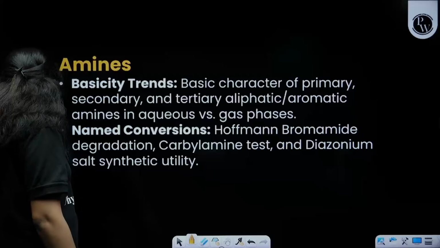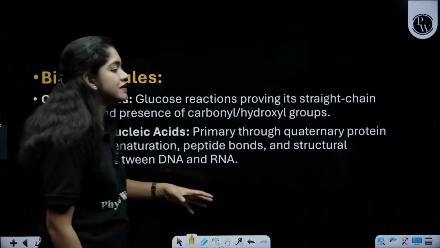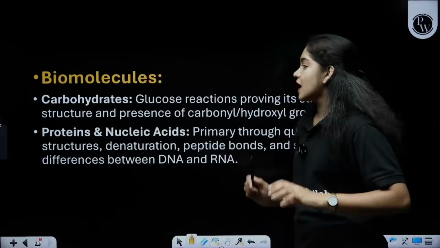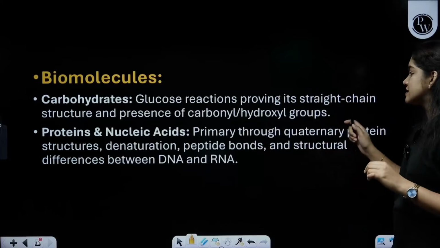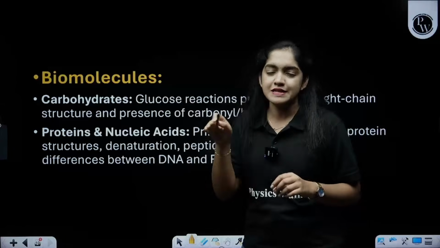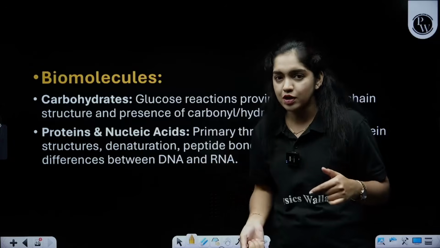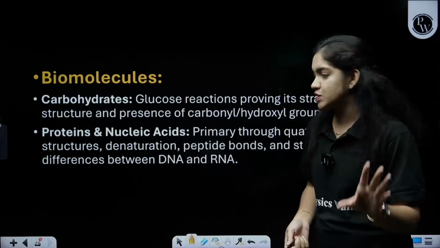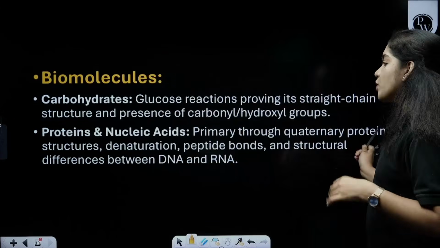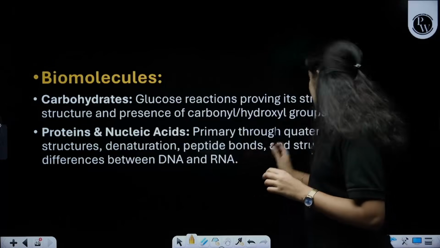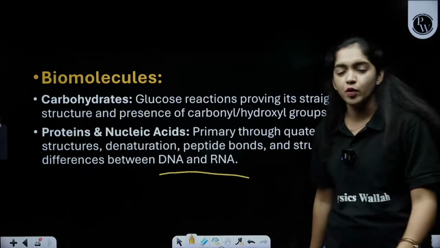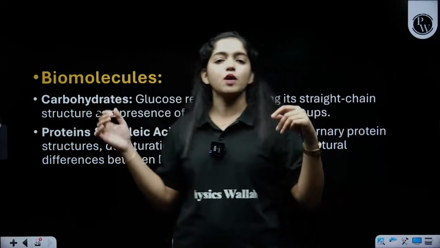Then our last chapter is the easiest one, that is biomolecules. Related to biomolecules, we want to focus on carbohydrates. The carbohydrate glucose reactions, proving its straight chain structure, presence of carbonyl and hydroxyl groups. We want to learn about the 6 reactions related to the presence of many groups on glucose. That is very, very important. Focus on that. Then proteins and nucleic acids, primarily up to quaternary protein structures, denaturation, peptide bonds, and structural differences between DNA and RNA. That is very, very important. So focus on these topics. These are the important topics from biomolecules.